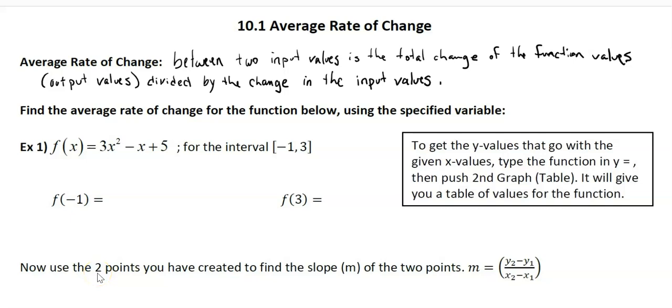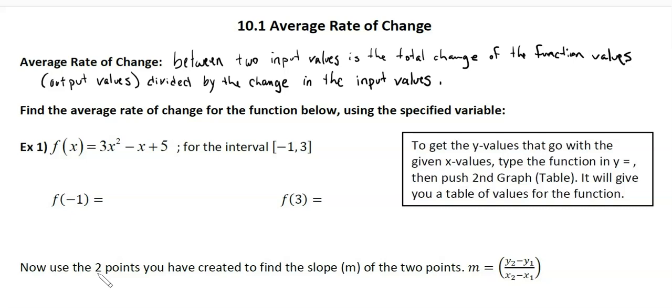So in this first example, they asked us to find the average rate of change for this function below using the specified variable. So example 1, we've got f of x is equal to 3x squared minus x plus 5. And it's over the interval from -1 to 3. Notice the brackets there. So this is what's called interval notation. With -1 on one end of that interval and 3 on the other end. And so we need to find the values at each end.